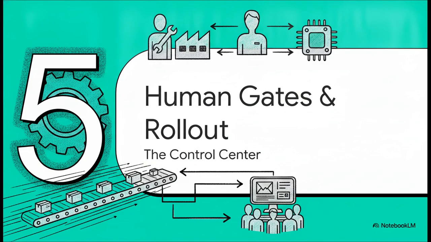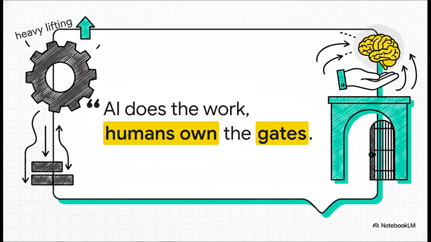Moving into our final part, Section 5, Human Gates and Rollout. Let's talk about the control center. Remember, full automation does not mean hands-off. The key takeaway here is AI does the work, humans own the gates. The AI does all the heavy lifting, but you provide the strategic oversight. Your job transitions from typing syntax to validating direction. You are the final authority.